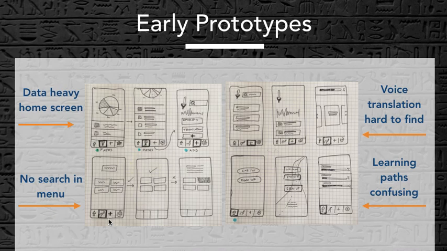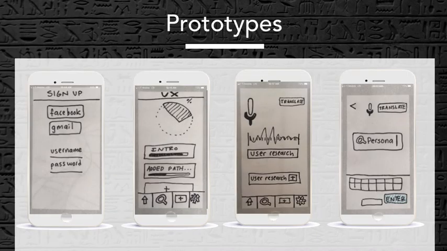We also didn't really have a search in the main menu bar. It was mostly focused on the path and adding something, but there wasn't really any search at the main home screen. Also, the voice translation was a little bit hard to find. There was an add button, but not really, as we said, no search and no translation that was super quick and easy to access. And finally, the learning paths were a bit confusing. They were sort of all crunched down here, and again, sort of a data-heavy representation of what was going on here. So we changed things up a little bit.